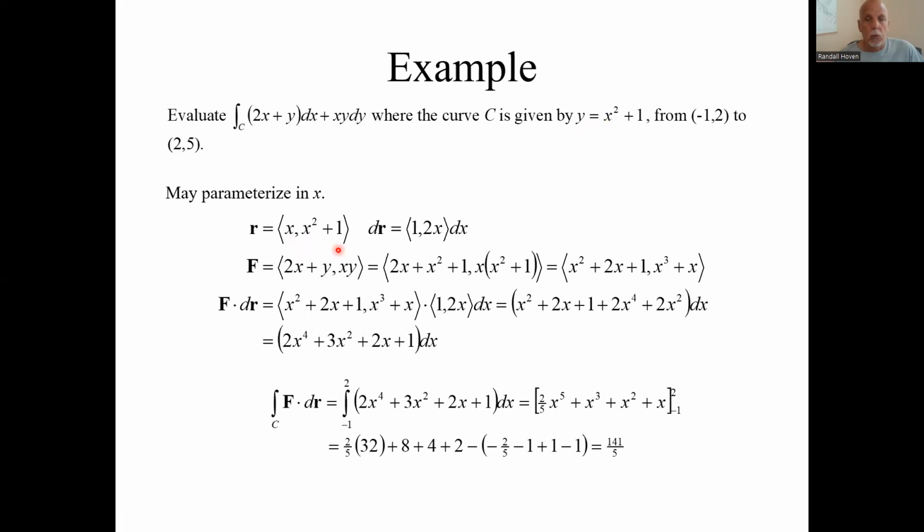Let's see, r is xy, right? X is x and y is x squared plus 1. So dr is 1 and 2x dx. F, here's our p, there's our q. Everywhere there's a y, we're going to replace it with x squared plus 1. That simplifies a little. Now we take the dot product. This thing dotted with that dot product. What do you get? This, and it simplifies a tad. And this is our integrand that we integrate over.